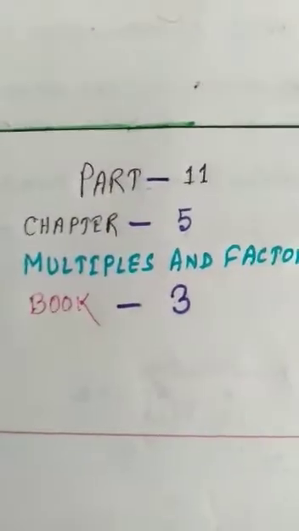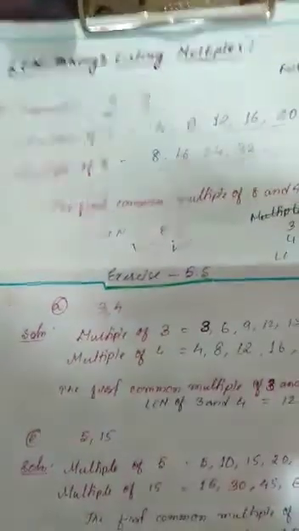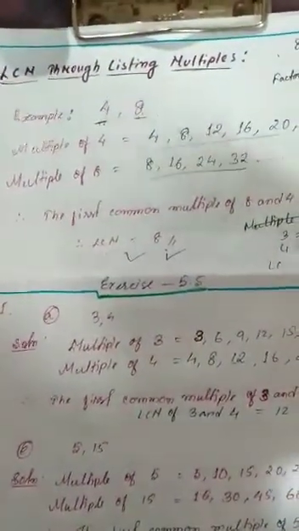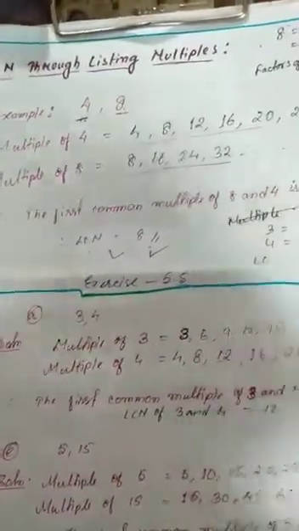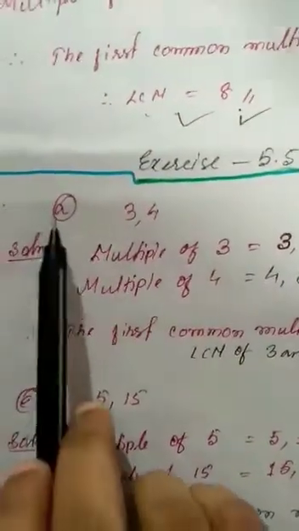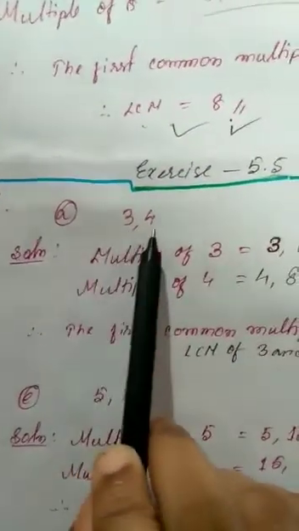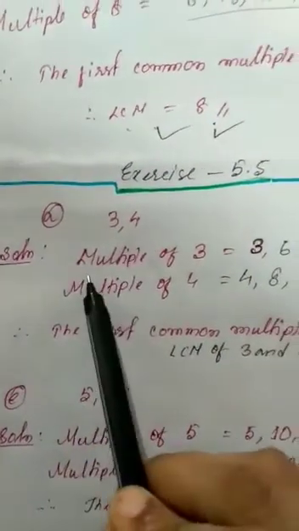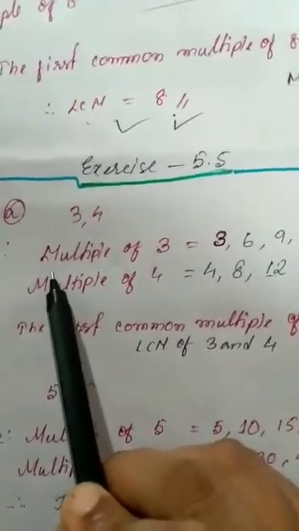So, students, the LCM through listing the multiples we discussed in our last class. Once more we'll repeat how to do it, and we'll start exercise 5.5. Here, question number 1 is given in your book, exercise 5.5, question number 1, where 3 and 4 are given. We have to find their LCM by listing the multiples.